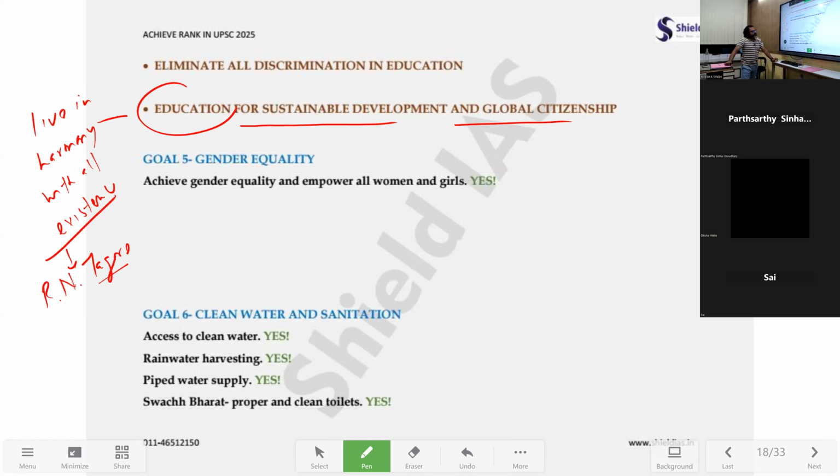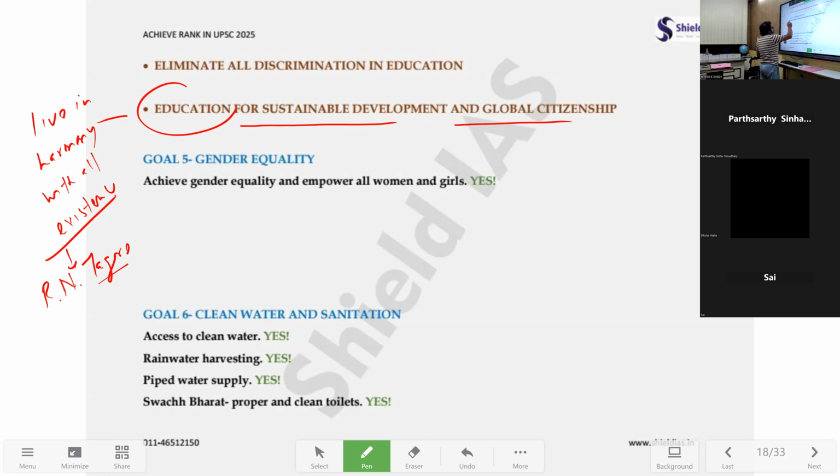So eliminate all discrimination in education, and education for what? Sustainable development and global citizenship, means more aware, broad-minded, inclusive, participatory set of people who can believe and live in harmony with all the existence as stated by Rabindranath Tagore. And that requires investment. And what are the methods of application? We already discussed in the class.